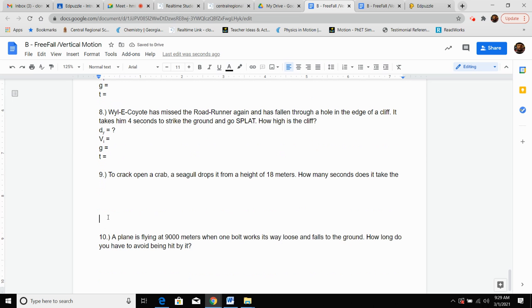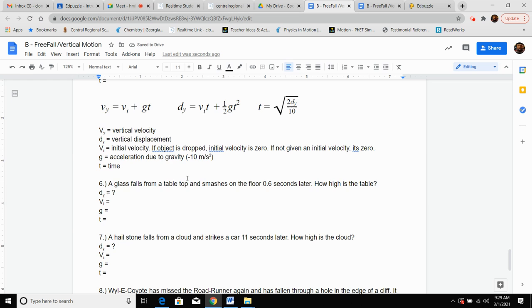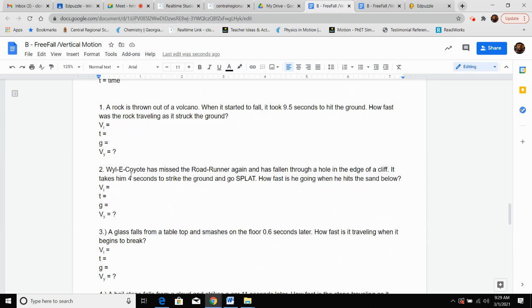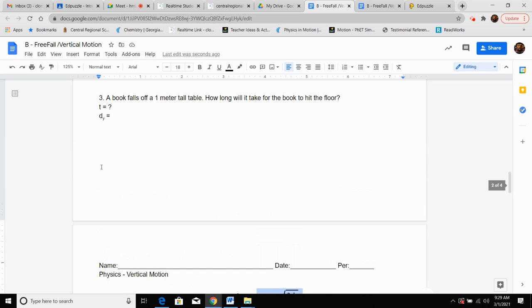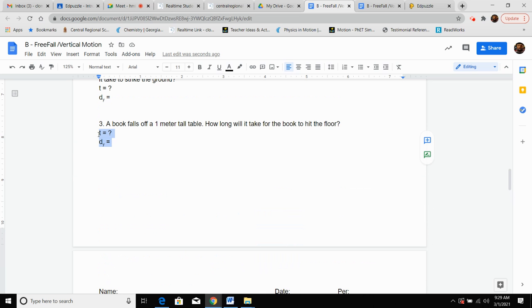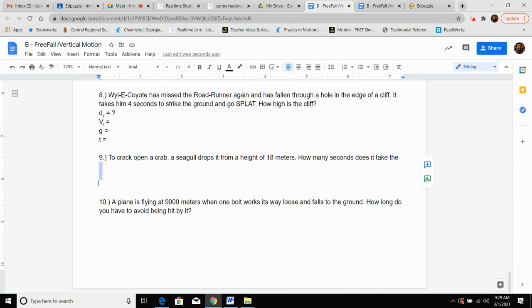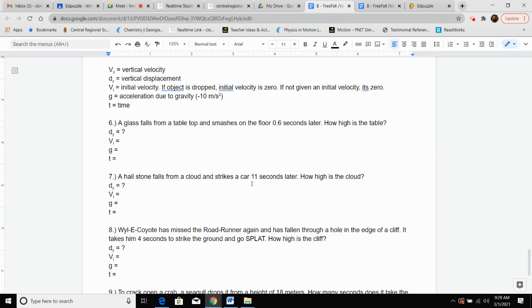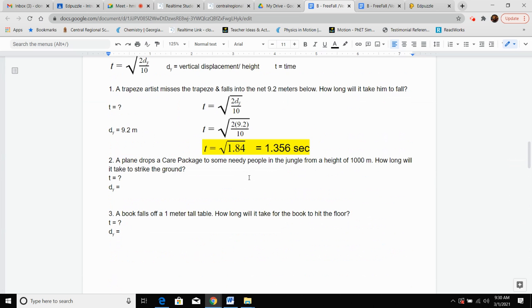And 9 and 10, they're asking you for how long did it take or how many seconds. So you're looking for the time, which is this equation here. The only 2 variables you need are these guys here. So I'm going to Control C that, and I'm going to paste it down here. So now you guys should have a bunch of worked out example problems.